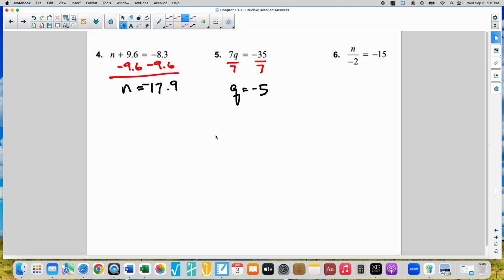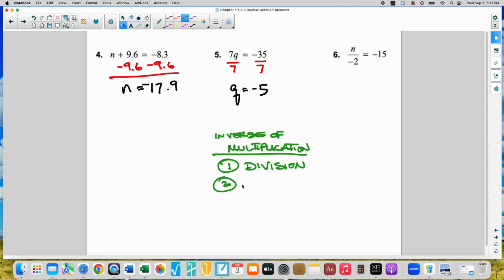So key things, the inverse of multiplication has two of them. One, easy. The most logical is division. The one that we tend to forget is multiplication by the reciprocal.